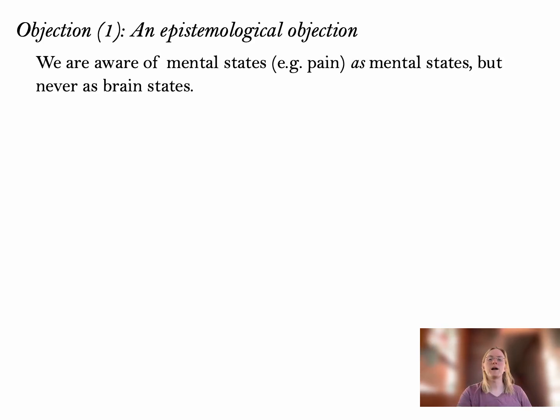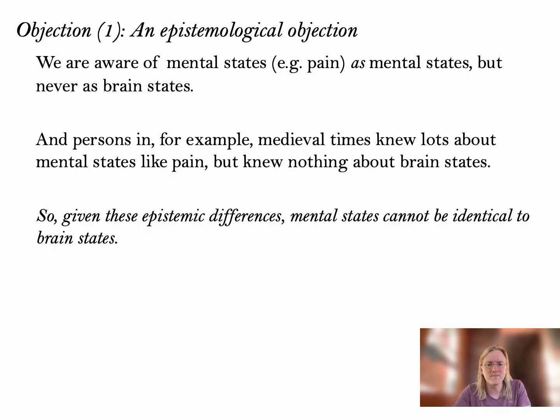So, for instance, we might say, look, I'm aware of my mental states as, say, pain. I feel pain, but I'm not aware of my mental states as a C fiber activation. When I'm in pain, I say, ow, and I think I'm in pain. I don't think I'm in C fiber activation. So does this undermine identity theory? For instance, people in medieval times didn't know anything about C fibers, but they still felt pain.